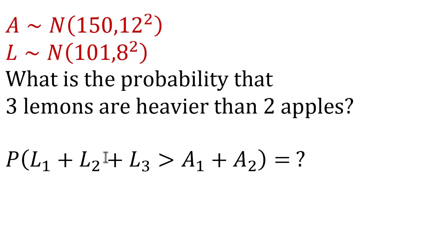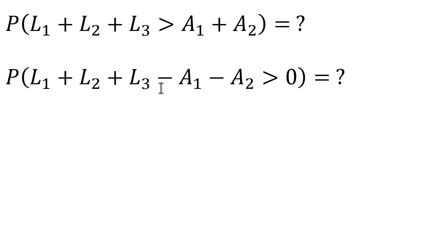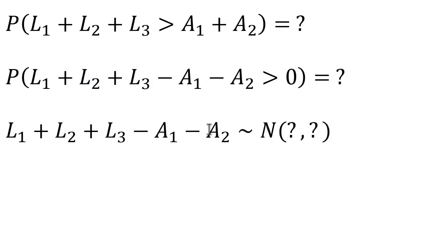And the way you do this question is, I'm going to create a single variable and work out how it's distributed. So these 3 lemons are bigger than 2 apples. I've taken everything to the side and created an equals 0, because now I've just got one variable, this one here. So you should be thinking, what is the distribution of this variable? If we can work out the distribution, we can just do an NCD from 0 onwards. So what is the distribution of this?